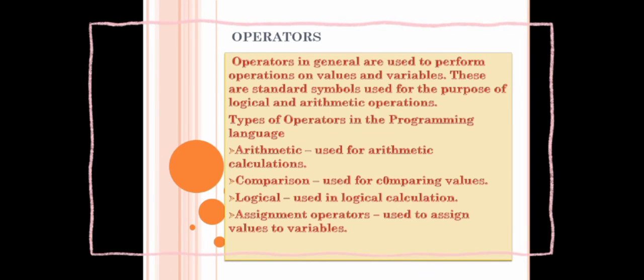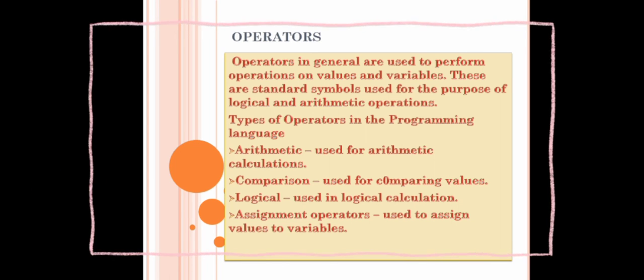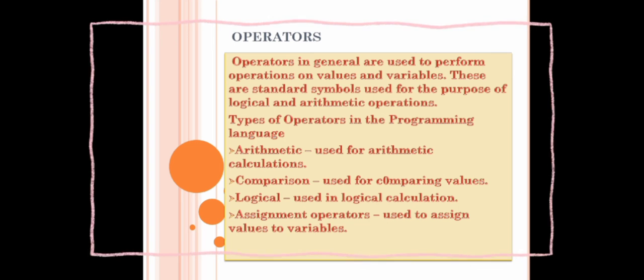Operators. What are operators in Python? Operators in general are used to perform operations on values and variables. These are standard symbols used for the purpose of logical and arithmetic operations. Types of operators in the programming language: Arithmetic, used for arithmetic calculation. Comparison, used for comparing values. Logical, used in logical calculation. Assignment operator, used to assign values to a variable.